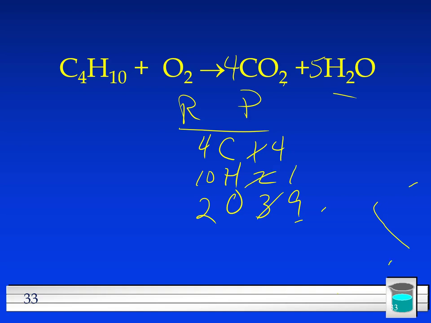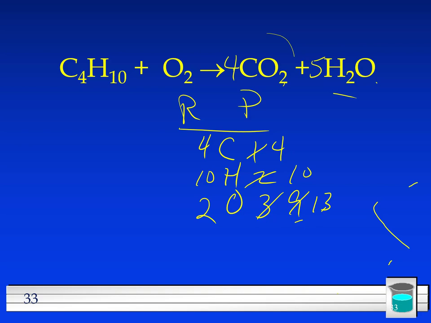So that will give me 10 hydrogens, but it's going to change my O again because there's 5 here, and then 8 from there is 13. 5 from the H2O, 8 from the CO2, 13 altogether. So now I have to fix O. It's the only thing left. So what number can I put on the reactant side and get 13 O's? There's nothing, right? Because one side's even, the other side's odd.